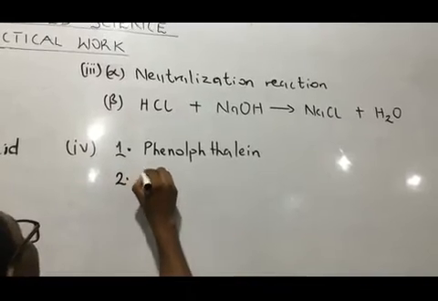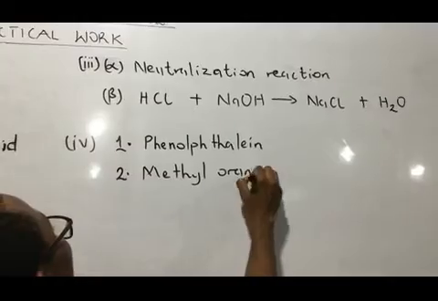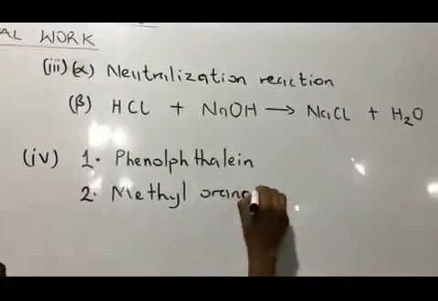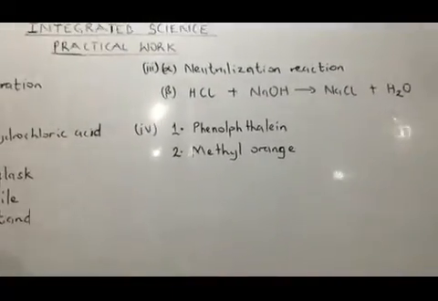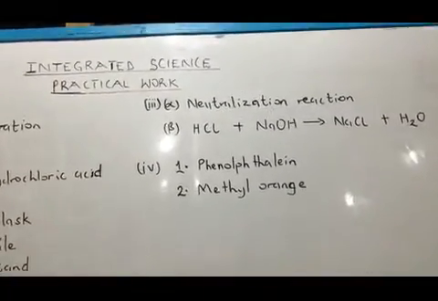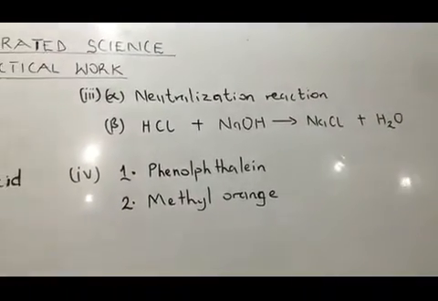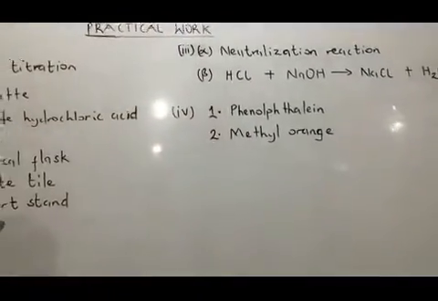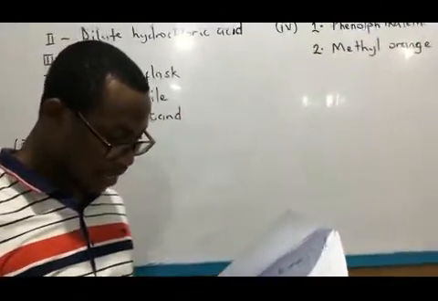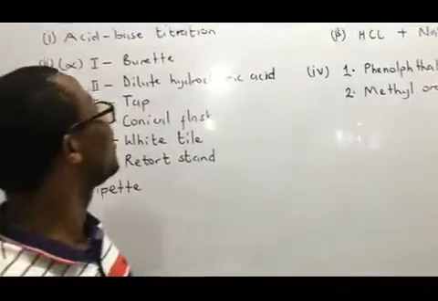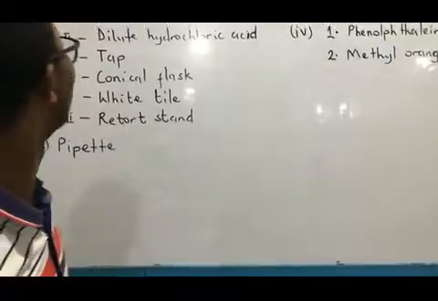And then the second one is methyl orange. We have other indicators, but these are the commonly used indicators: phenolphthalein and methyl orange. You are supposed to write one, but any of them that you write will be correct. So that is for question 19. Question 20 is similar to this, so you're going to quickly look at question 20.